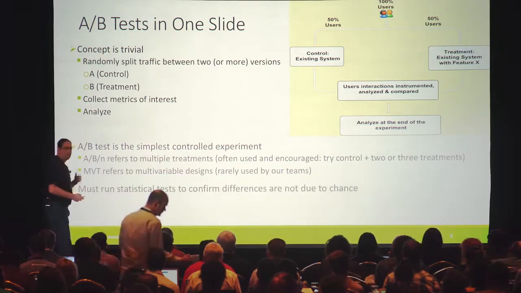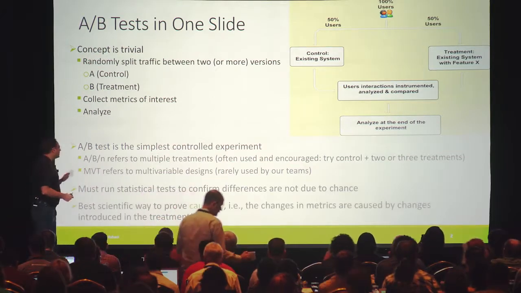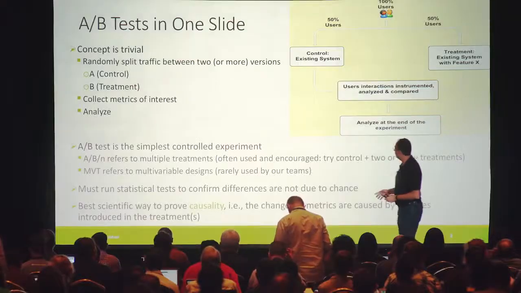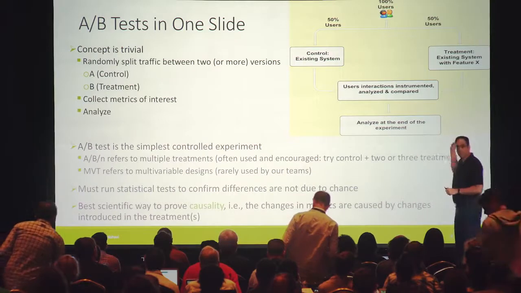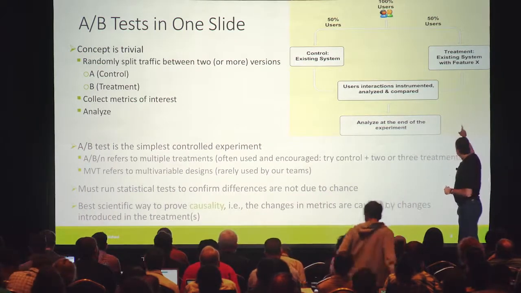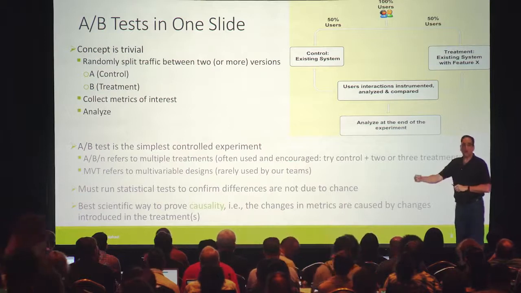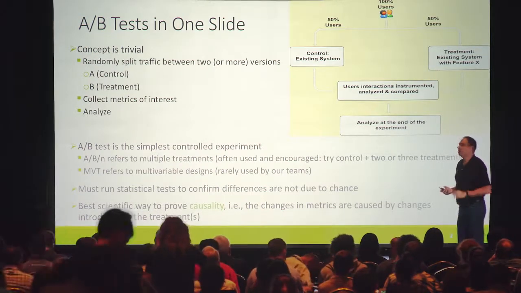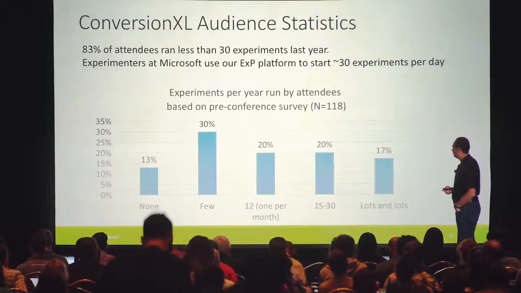You must run statistical tests. I think everybody here knows it. But the key point that a lot of people don't get is, what are we really doing here? We are proving causality. The scientific method allows us to say that if we run these things concurrently, then with high probability, the treatment caused the metrics to change. And this is the heart of why we run controlled experiments.